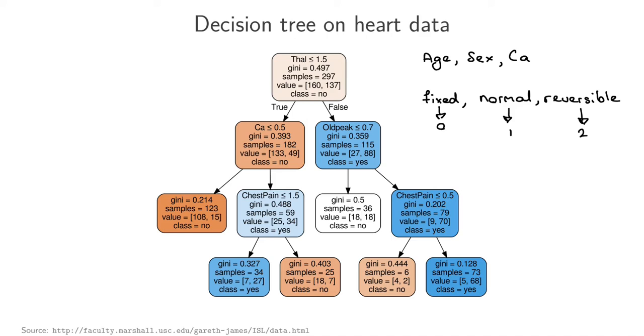Another benefit that this example illustrates is that decision trees can quite naturally deal with categorical or discrete input. From previous videos, you will remember that, for example, in logistic regression, you need to use dummy variables or one-hot encodings to deal with categorical input. But a decision tree can naturally ask a question which says, is this specific feature reversible or not? Is it fixed or not? Is it normal or not? And then it can just include that question in the decision tree. So those are some of the advantages of using decision trees.